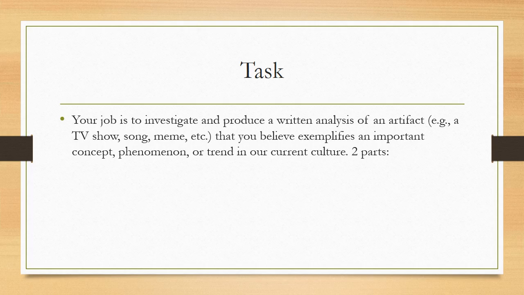So in the very first sentence, I have one sentence here. I try to be succinct, telling you exactly what I'm expecting. Your job is to investigate and produce a written analysis of an artifact.